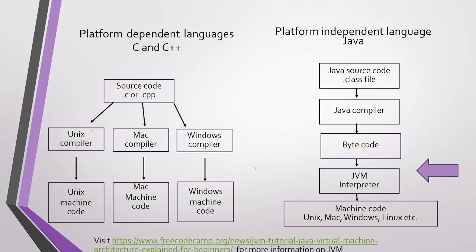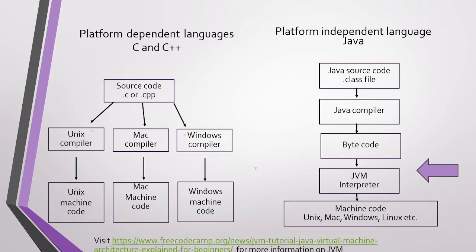For example, we have Mac. The Mac compiler converts that CPP file into Mac machine code. Unix machine. So the source code should be rewritten or recompiled every time we see a different hardware and software combination, whenever we want to execute in a different hardware and software combination.